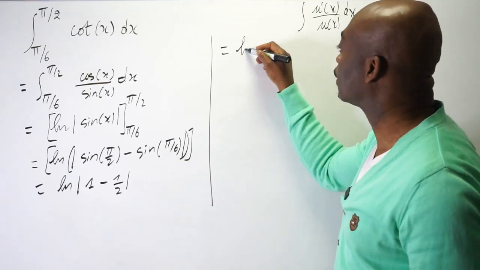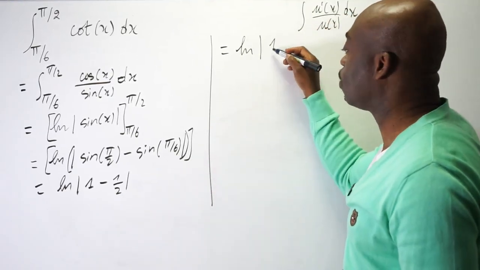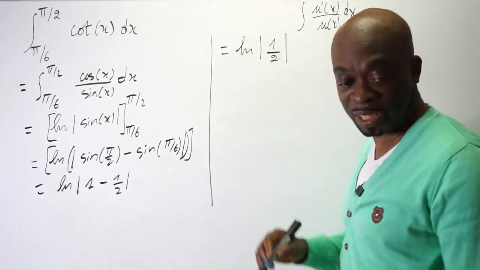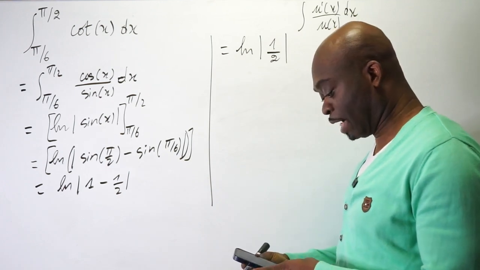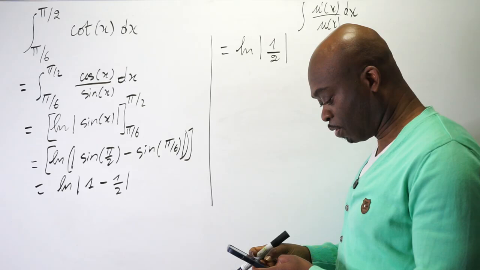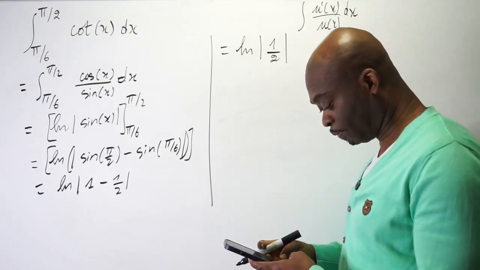This is equal to ln of, 1 minus a half is a half, so absolute value of a half. Okay, ln of that. So we can calculate that very quickly in our calculator: ln of absolute value of 1 over 2.